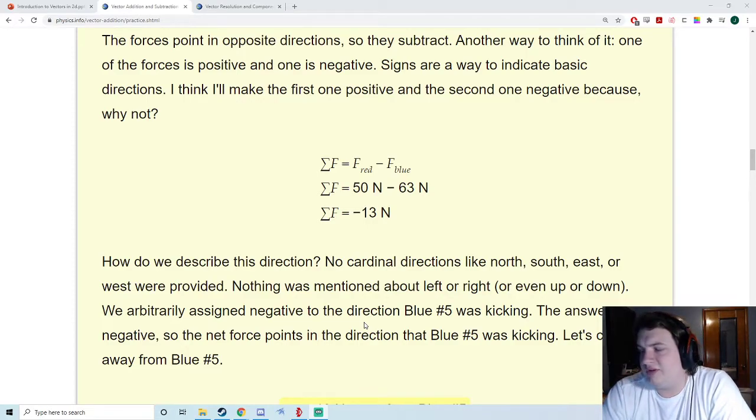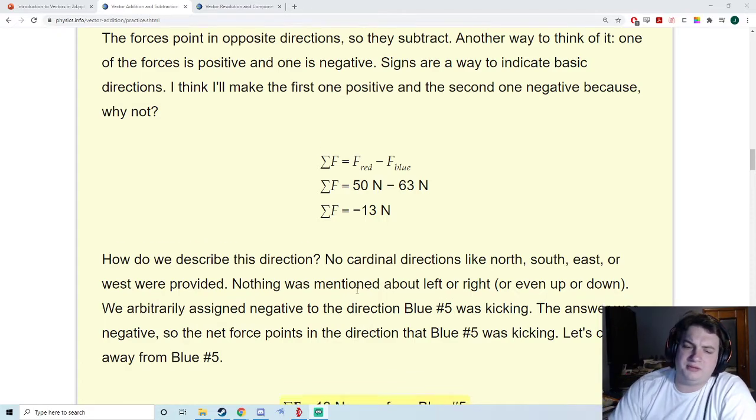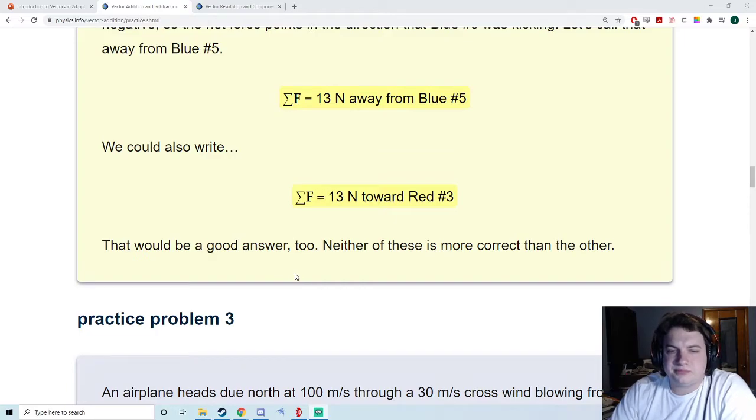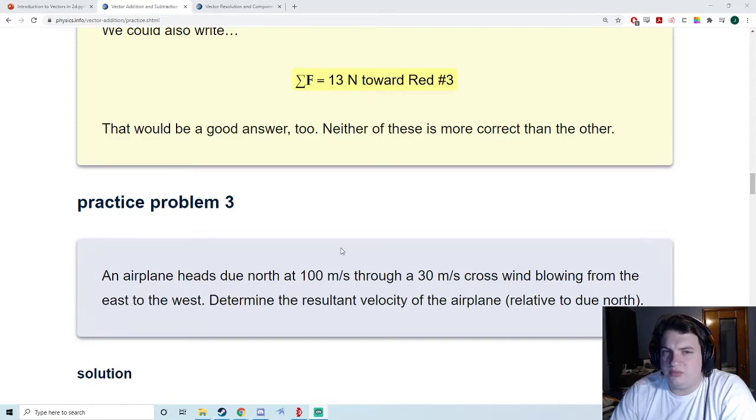So notice we didn't have any cardinal directions. So in the problem, they arbitrarily just assigned one value to be negative and one value to be positive. So it could be possible that your answer would actually be positive 13. So just keep that in mind. Or you could write it in relationship to the two players. None of those are really more correct than the other. Ideally, we don't see problems that are going to give you multiple correct answers.